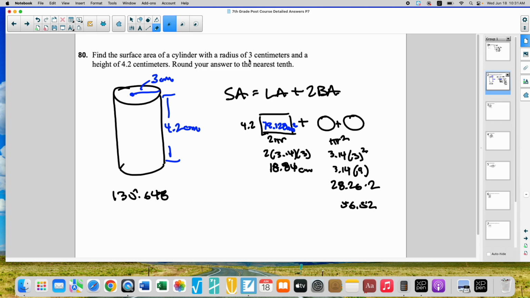And now we want to round it to the nearest tenth. So this is the tenth. We look here. So 135.6 centimeters squared, because it's surface area. So 135.6 centimeters squared. Good.